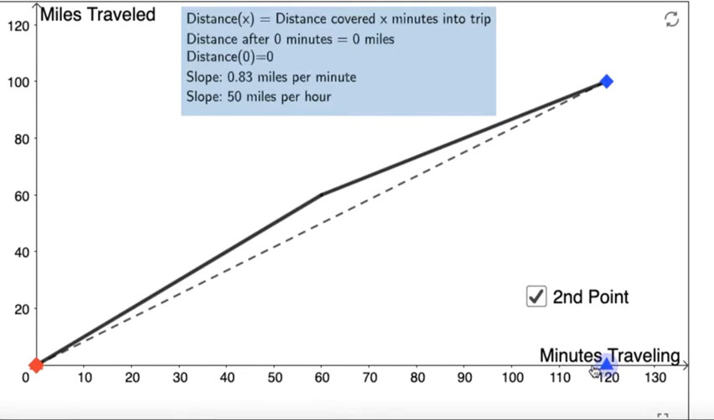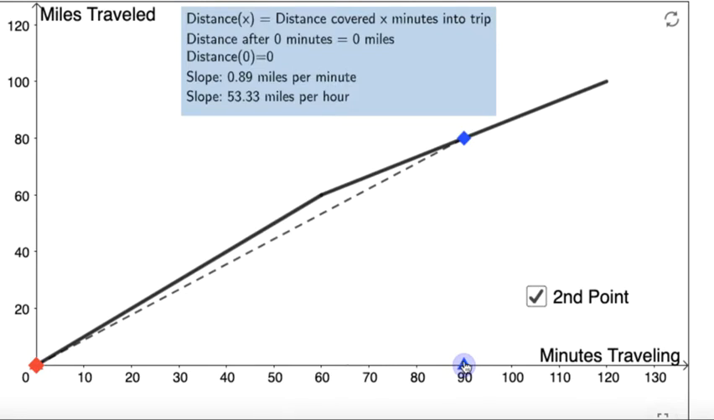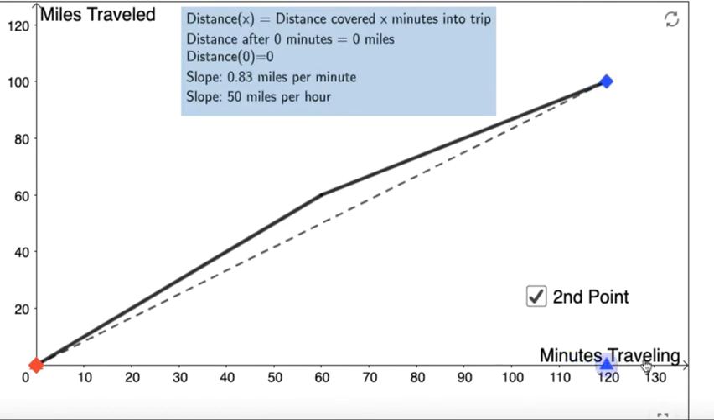Now, as we move this point along here, you can see that our average is moving up because for the first 90 minutes, our average was 53.33 miles per hour because we spent more time traveling at 60 miles per hour than at 40. But again, once we get all the way to the end here, our average is 50 miles per hour. And that's just the slope of this line here from when the number of minutes traveled is 0 to when the number of minutes traveled is 120.